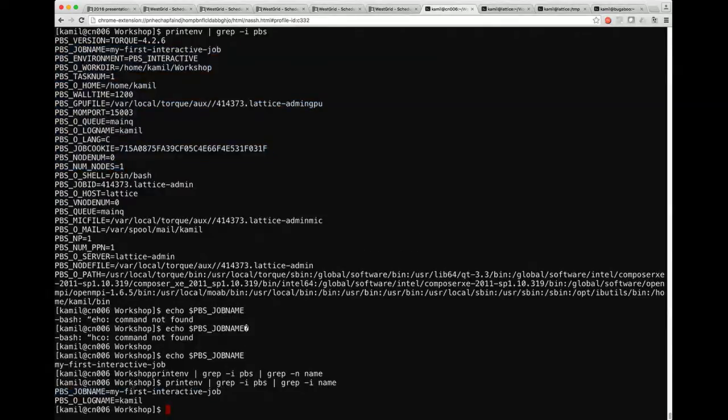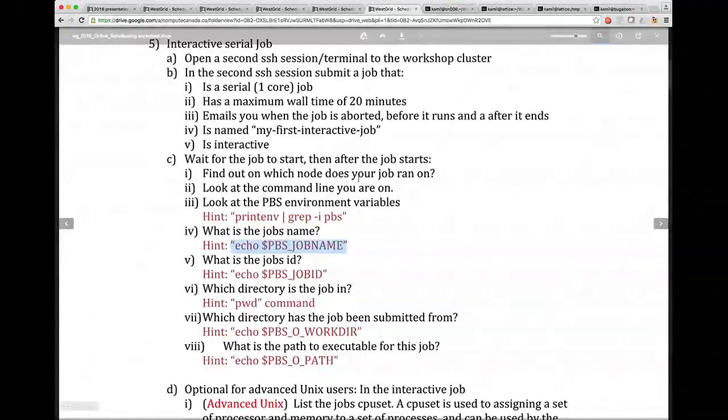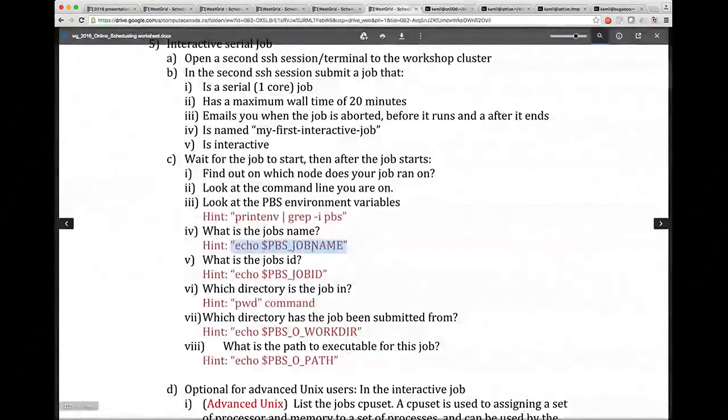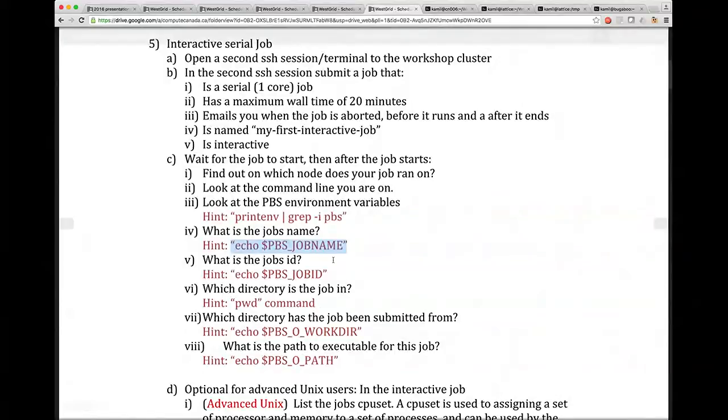There we go. It's one of these here. Oh, there it is. Same thing with the PBS job ID. We could just look it up. There it is. Which directory are we in?